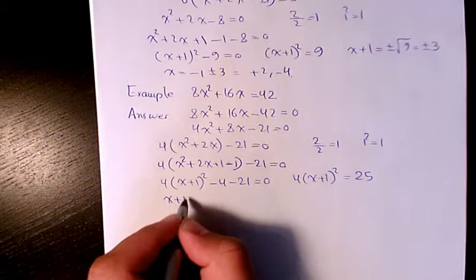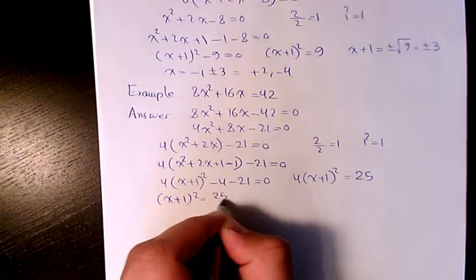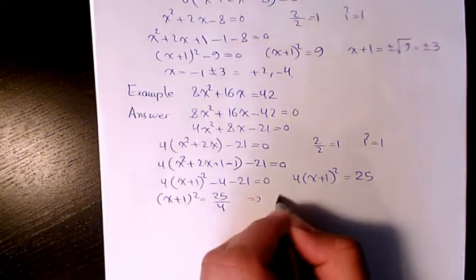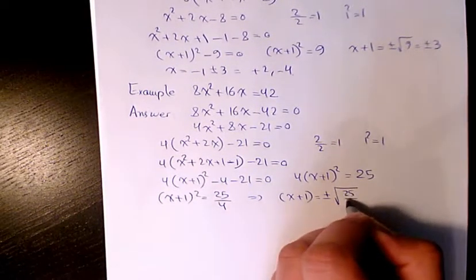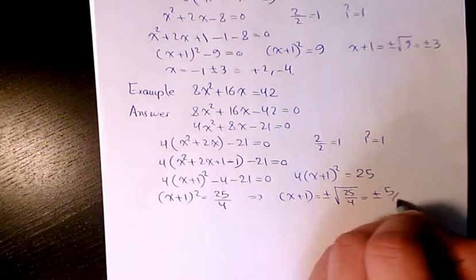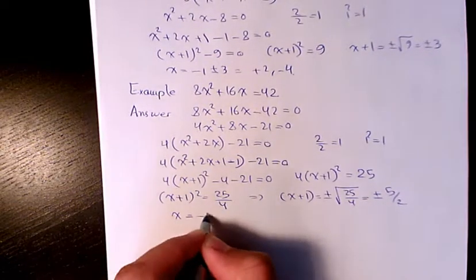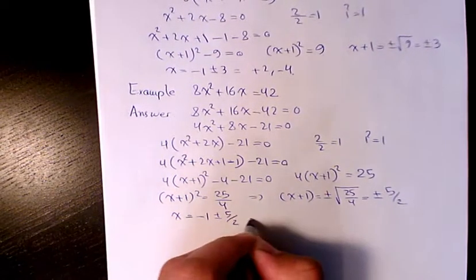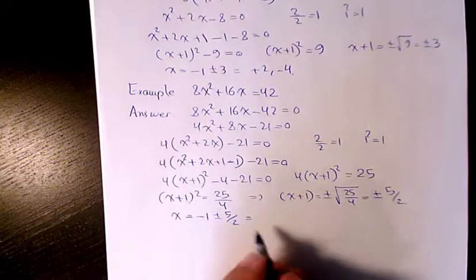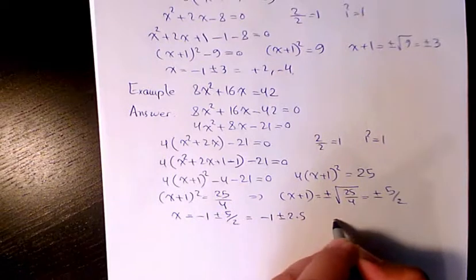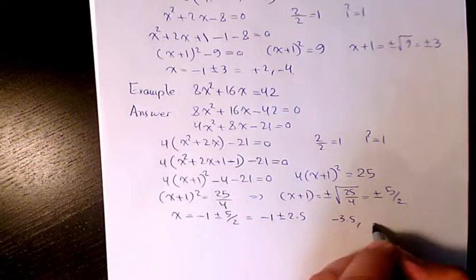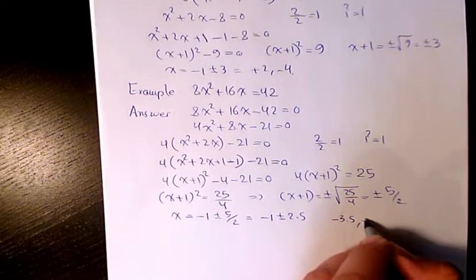So x plus 1 squared is going to be 25 divided by 4, which means x plus 1 is going to be plus minus square root of 25 over 4, which is 5 over 2. So x will be negative 1 plus minus 5 over 2. So, which is negative 1 plus minus 2.5. One answer is negative 3.5. The other answer is plus 1.5.